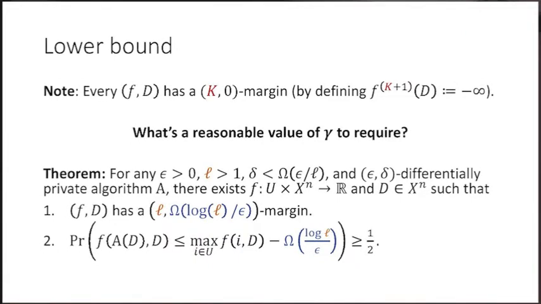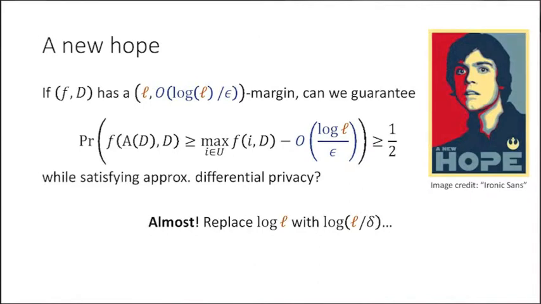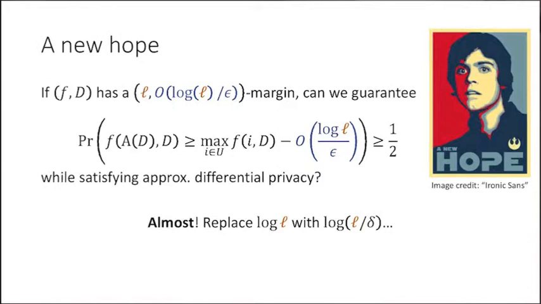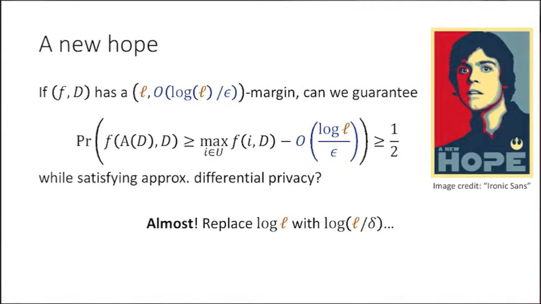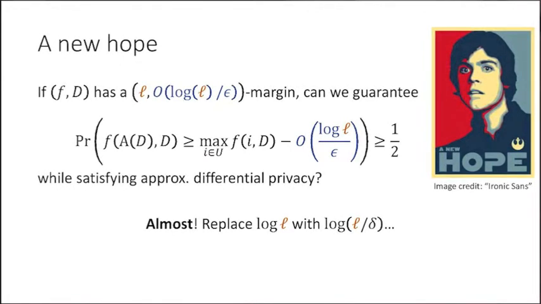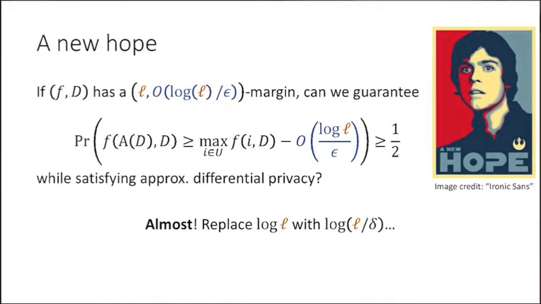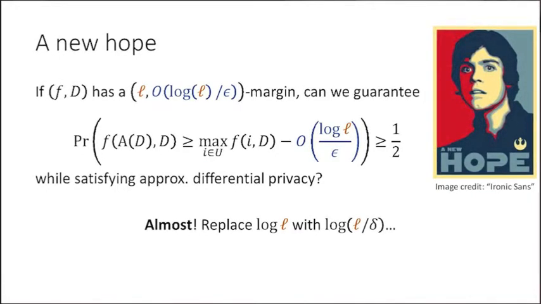Okay, so our hope is that if indeed the instance does have this kind of margin of L, and maybe log L over epsilon margin, then we would like, with high probability, to be able to return an item that is at least log L over epsilon close to the maximizer. And we almost do this. We indeed do need to pay an extra log 1 over delta. But that's what we can achieve with our mechanism. So let me quickly sketch this for you.